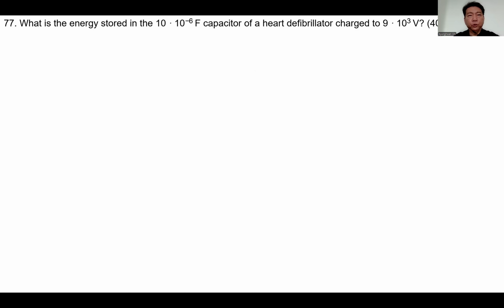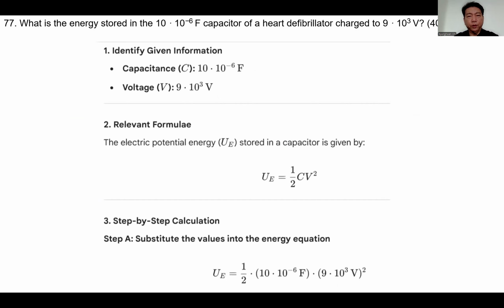What is the energy stored in this capacitor of a heart defibrillator charged to this voltage? Note that in this case, the capacitance is known and the voltage is known, and then we need to find out the energy. So the relevant formula is given by this one.